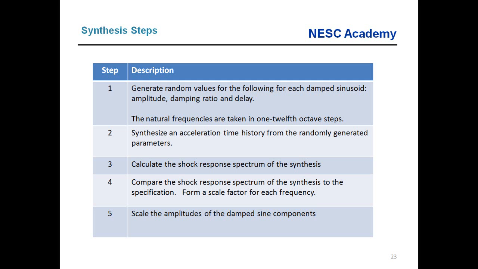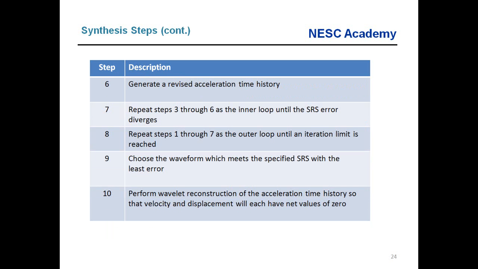So what we're trying to do is to take this table and rescale the amplitudes, which is the source for the composite time history, to be the best that it can be. So step 6, we generate a revised acceleration time history. And that series of scaling steps from steps 3 to 6, we repeat as an inner loop so many times or until the SRS error diverges. And then we repeat steps 1 through 7 as the outer loop.